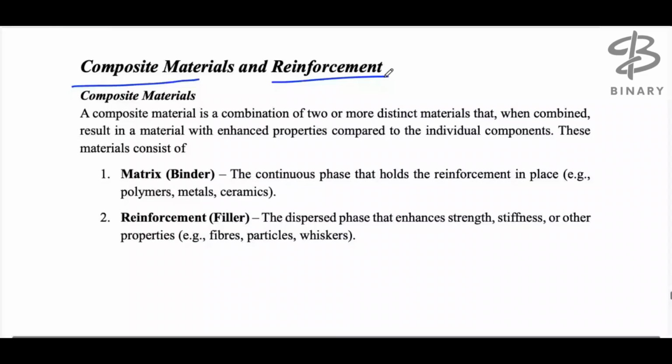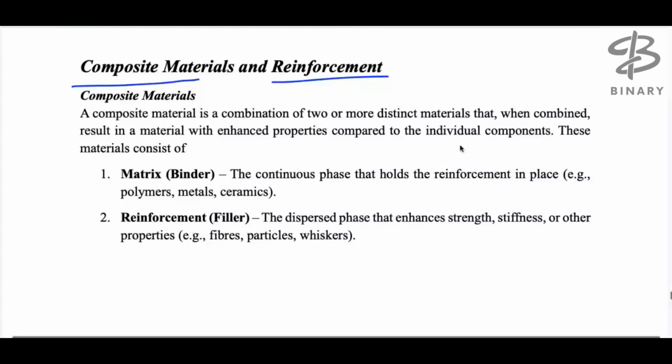A composite material is a combination of two or more distinct materials that, when combined, result in a material with enhanced properties compared to the individual components. Here we are basically mixing two materials to improve the parent one, the main material, which is known as the matrix, so that it has enhanced properties. That's why we mix in some other foreign elements here.